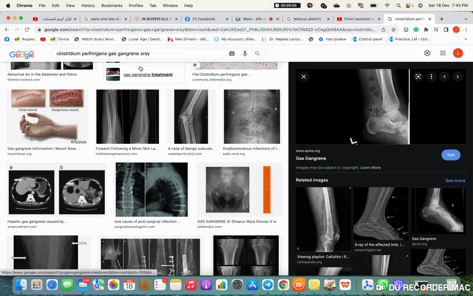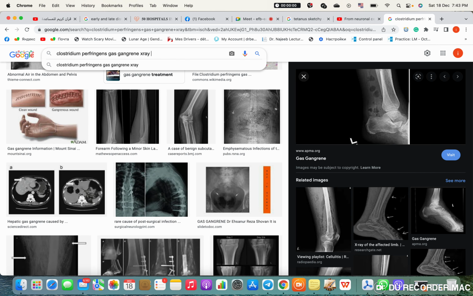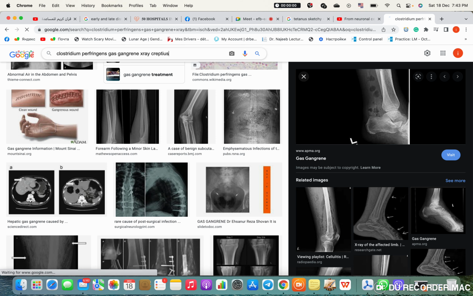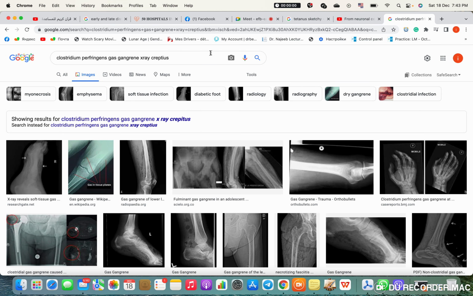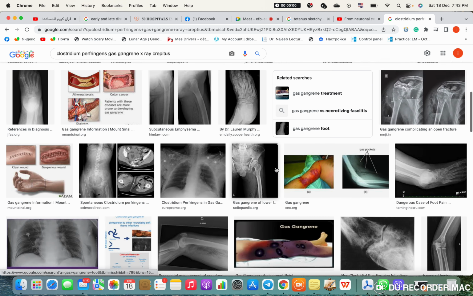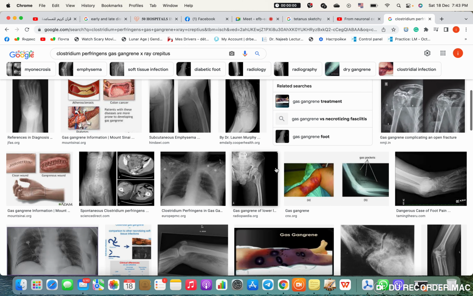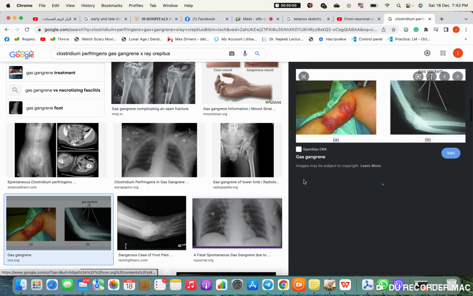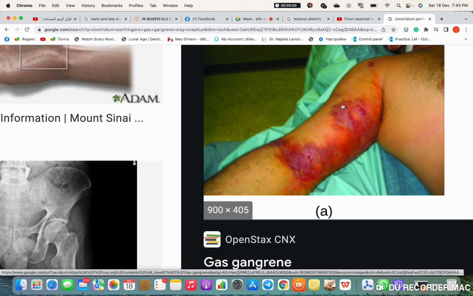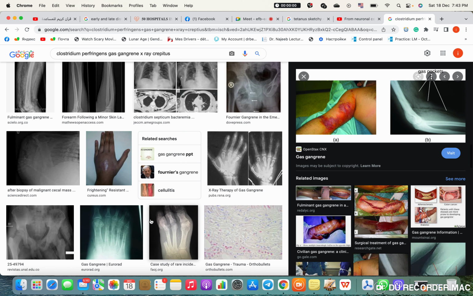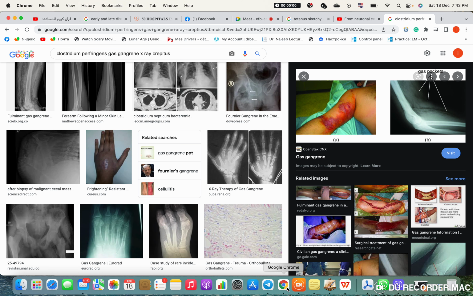So, okay, what about the crepitus? Well, when you push it, when you palpate it, you will be able to hear something like that, yeah, that's the crepitus basically. When pushing the skin, you will hear a sound like stepping on ice. So you will be able to hear the crepitus. Okay, so the crepitus is super important.